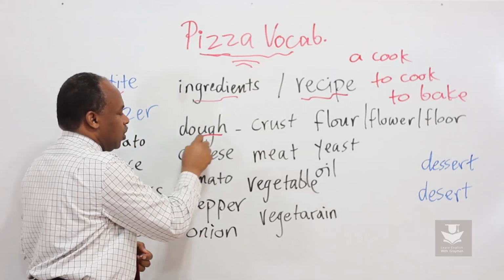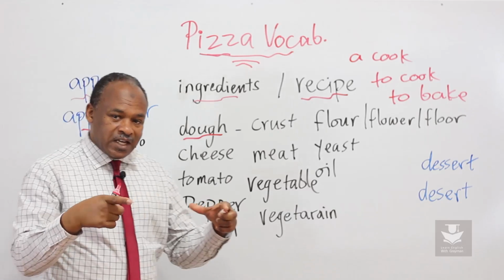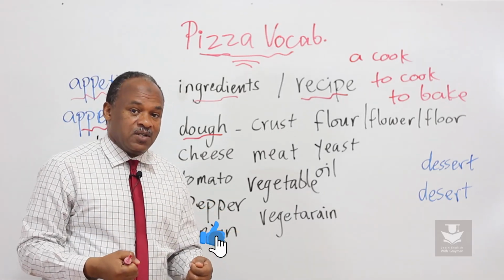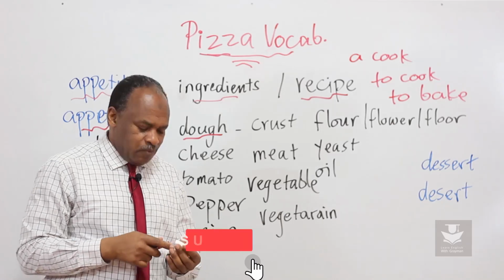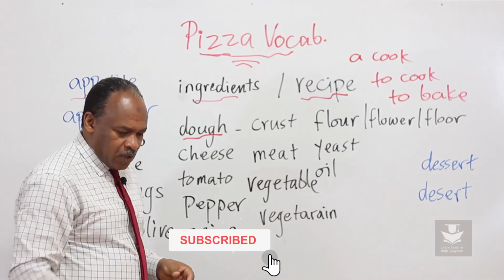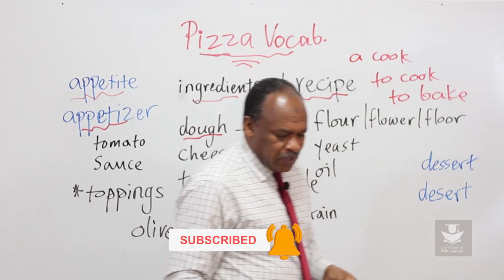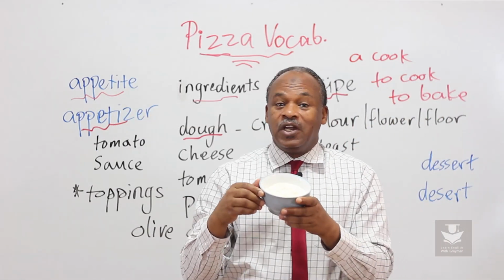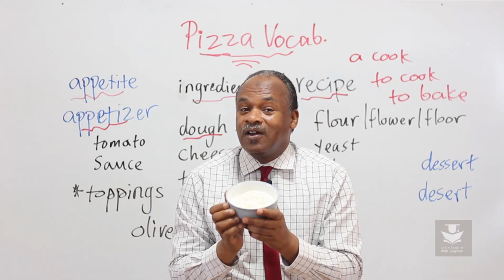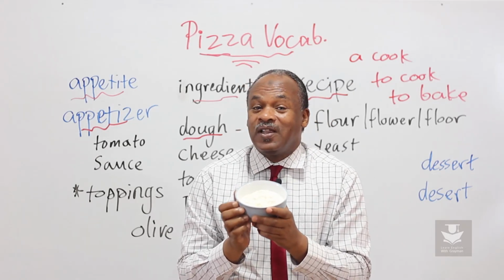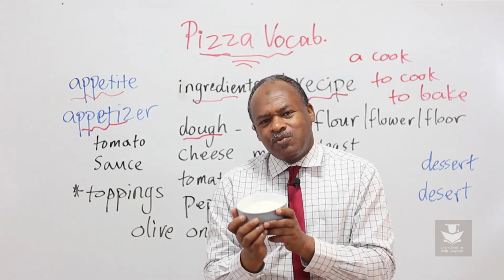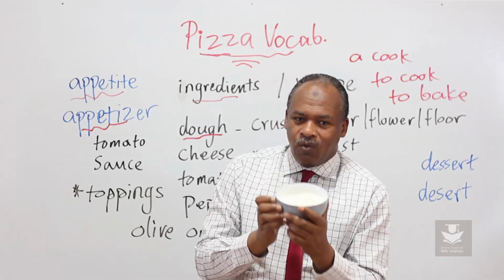The first one is the dough. The dough is the crust or the pizza bread that you need first. Okay, so how do you make your dough? In order to make your dough, you need flour. You need flour. Is that flour? No, that's not flour. This is flour. Oh, so what's the difference between flour and flour?